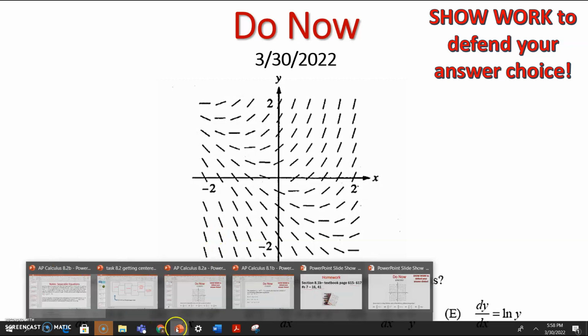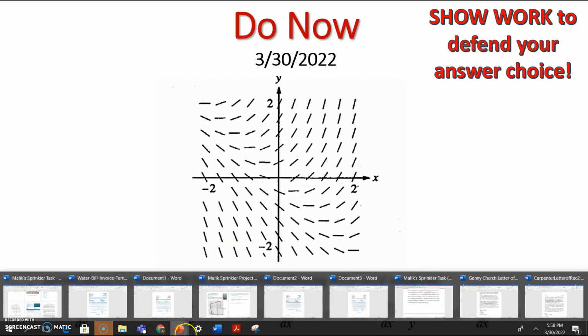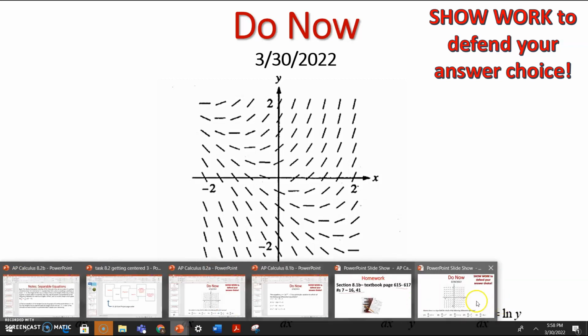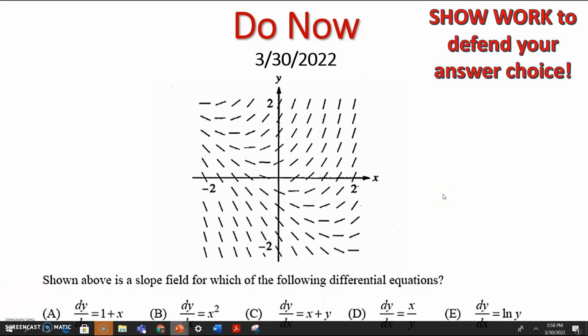All right, so here is the warm-up for today, and it is all about looking at the slope field and identifying the best equation for that slope field. So give it a try. Feel free to send me your answer to check in and see if you've done it correctly, and I will give you some feedback.